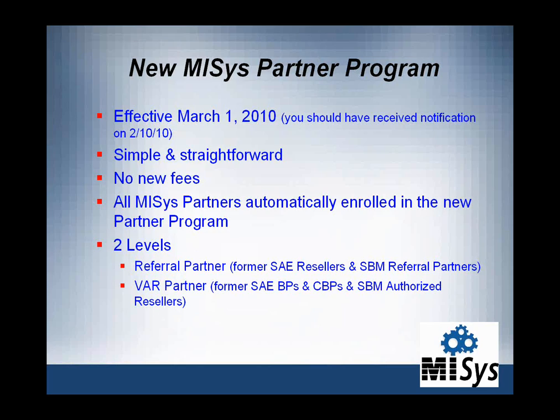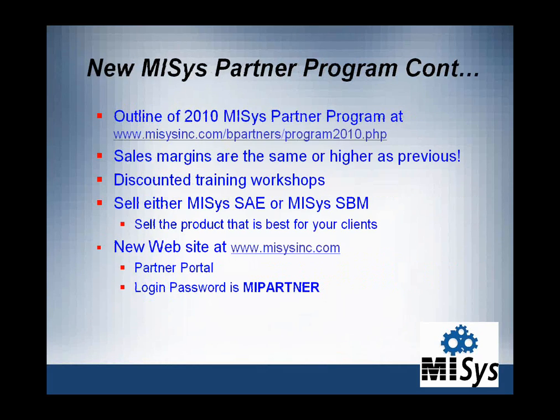So you're enrolled in a new program, and like I said, there's 2 levels. Some of you are at the referral partner level. Those are folks who were previously SAE resellers or SBM referral partners. The rest of you are what we call a VAR partner now. Those are folks who were certified business partners with MISIS SAE or SBM authorized resellers. So that's the big change on the surface. You'll find an outline of this program in your inbox, but also on our website at the URL you can see on the screen right now. All of you will see that you've got product margins that are the same or higher than they previously were.